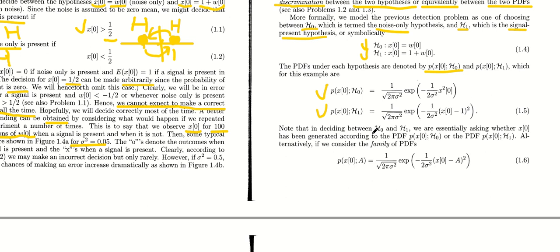Note that in deciding between H0 and H1, we are essentially asking whether X0 has been generated according to this or to that. Alternatively, we can consider the family of PDFs, that is P of X0 conditioned on A. That's the whole family because A can be very different. It could be 0, 1, 2, 3, 4, up to many different possibilities. So we call it a family of PDFs.